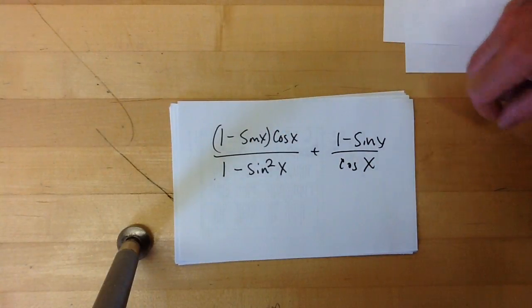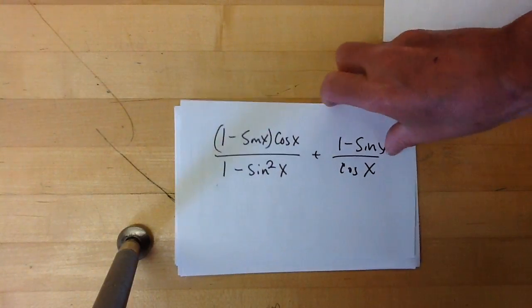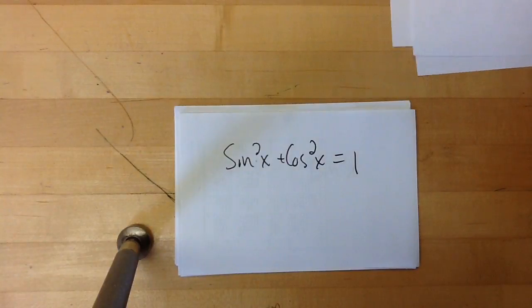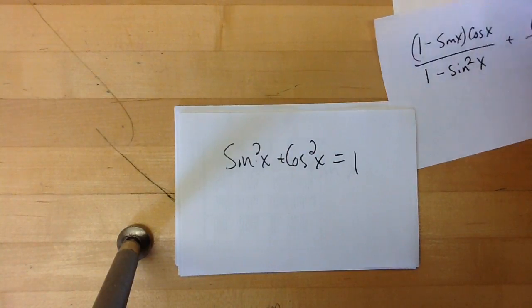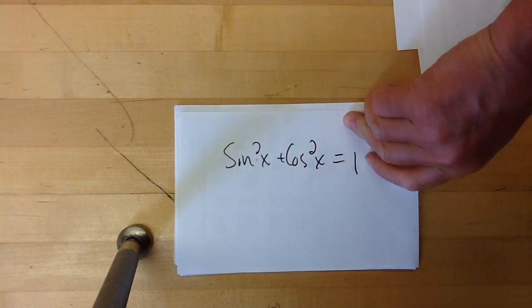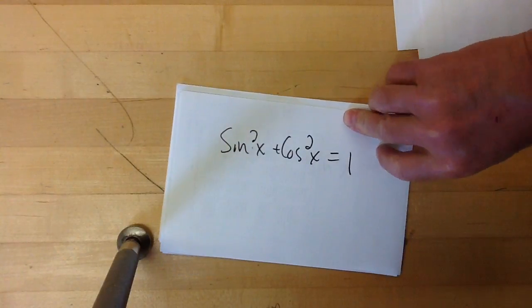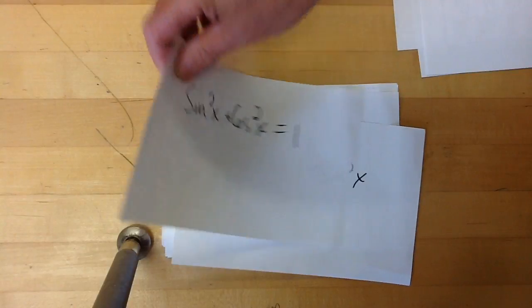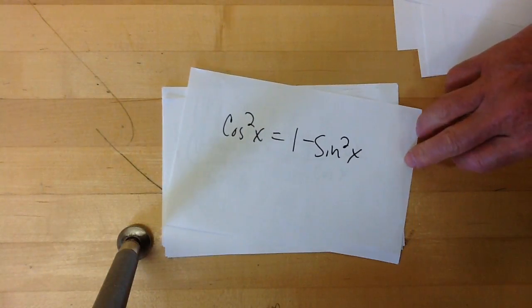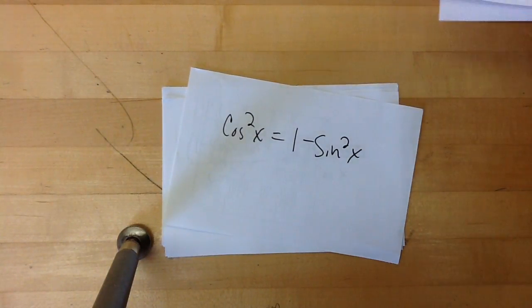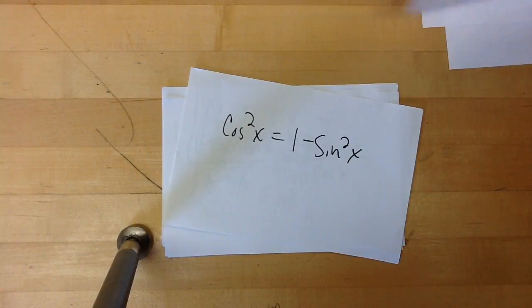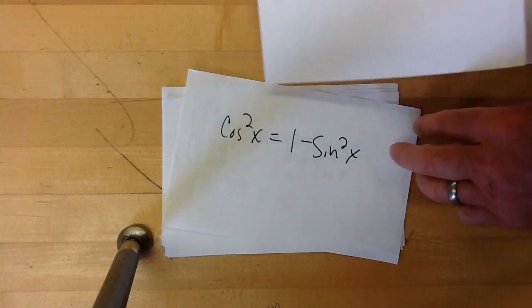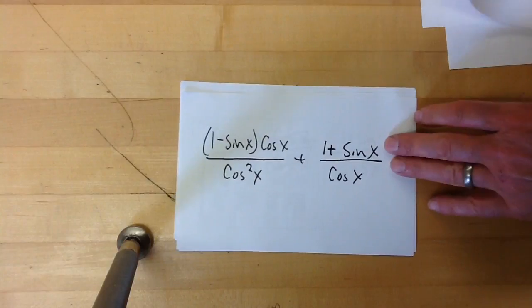that gives you the 1 minus sine squared x. And then I remembered the identity, sine x squared plus cosine x squared equals 1, and if I move the sine x squared over to the other side, I get that value, so I can replace this with a cosine squared, which I did.